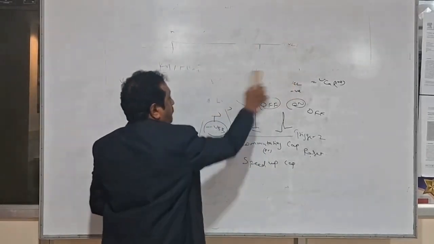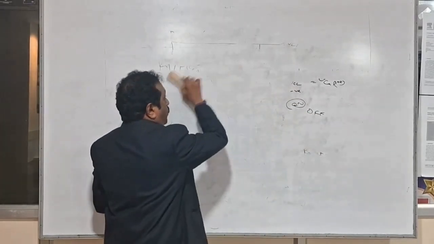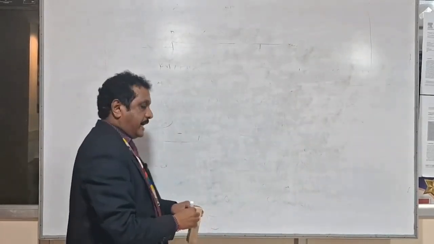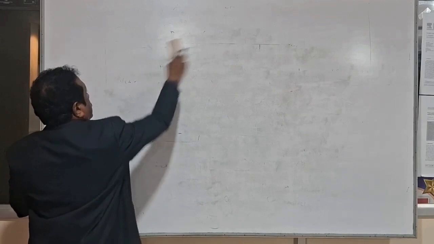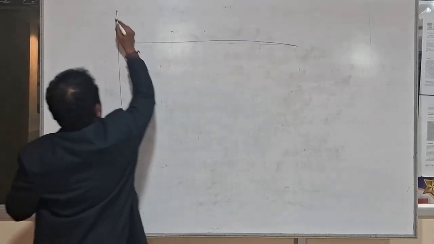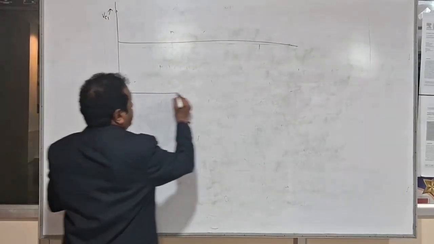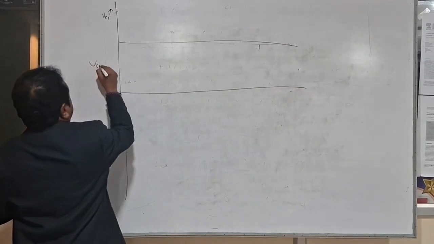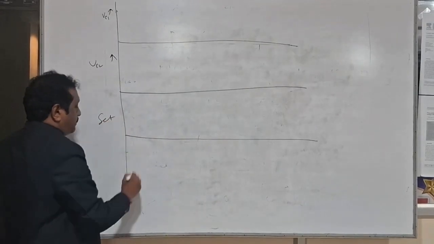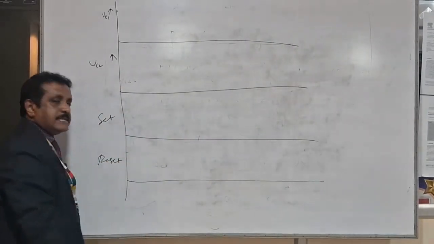Next we will see the output waveforms, that is the collector waveforms of this bistable multivibrator. We are going to draw the waveforms at both outputs, VC1 and VC2, with the trigger pulses set and reset. The first one is VC1, the collector voltage of Q1, the second is VC2, the collector voltage of Q2, the third is the set trigger pulse, and the fourth is the reset trigger pulse.